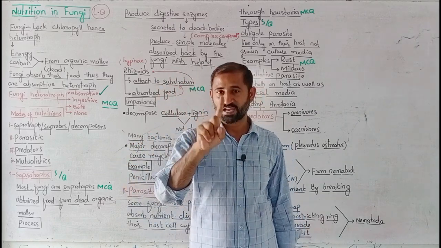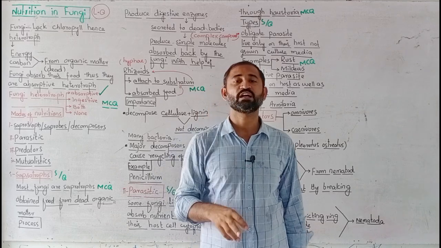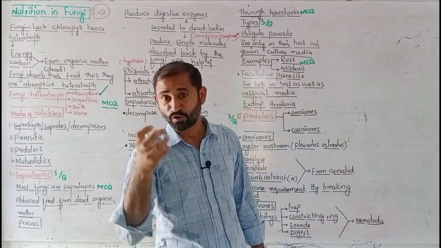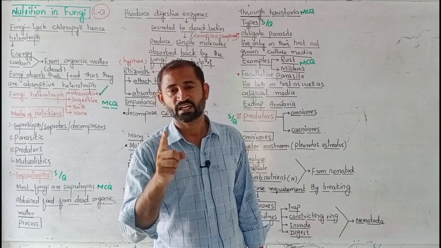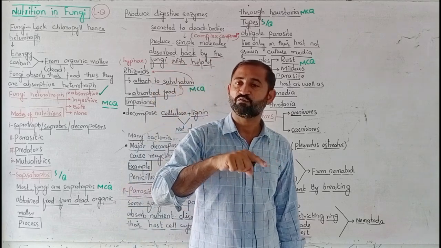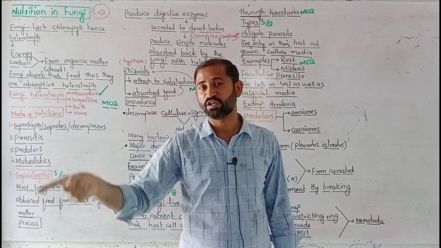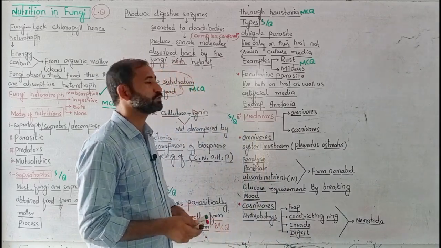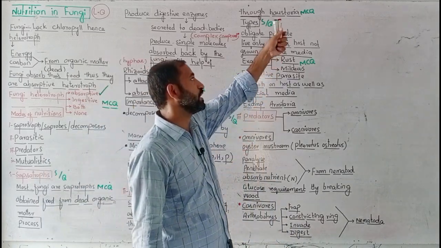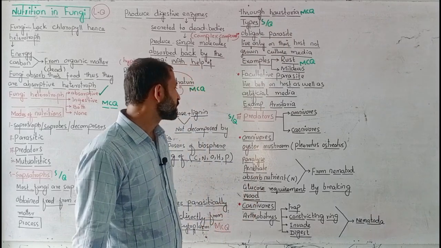Rhizoid provides attachment and absorption, whereas haustoria is used for absorption. Haustoria in case of parasitic fungi, whereas rhizoids in case of decomposer fungi. So this one you have to keep in your mind. It is also an MCQ.